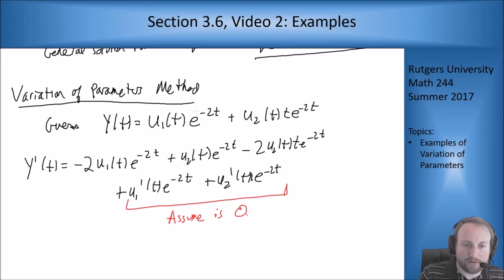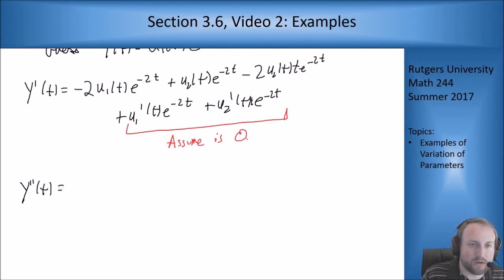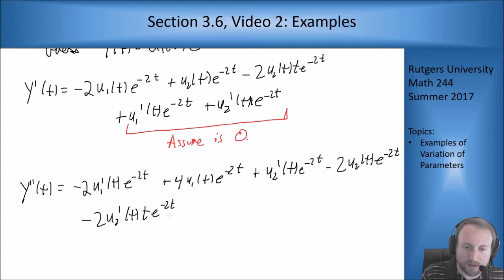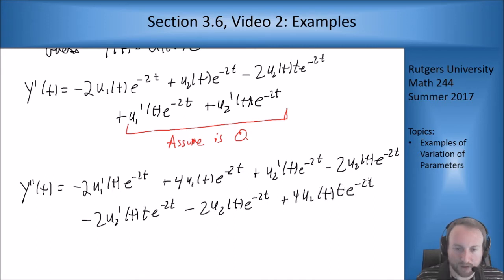Now let's take a second derivative. y double prime of t equals what? The first term gives a minus 2 u1 prime of t e to the minus 2t plus a 4 u1 of t e to the minus 2t plus a u2 prime of t e to the minus 2t minus 2 u2 of t e to the minus 2t. And for the last term, by the product rule, I get a minus 2 u2 prime of t e to the minus 2t minus 2 u2 of t e to the minus 2t plus 4 u2 of t e to the minus 2t. Okay, there's my second derivative.